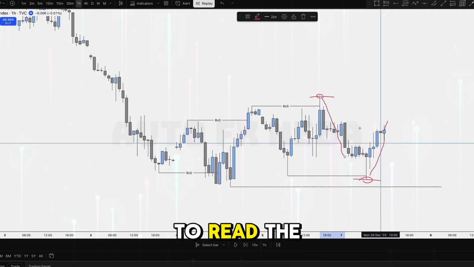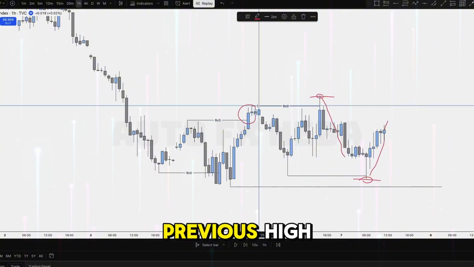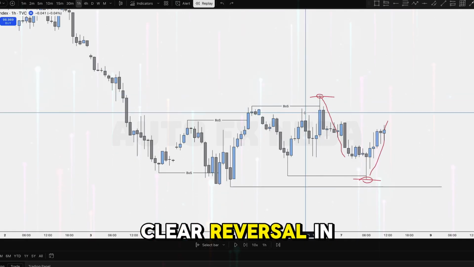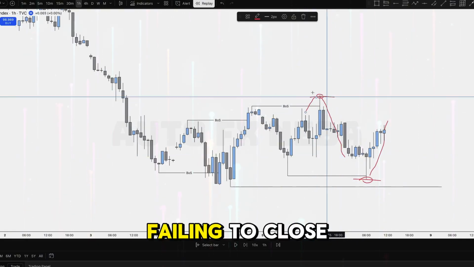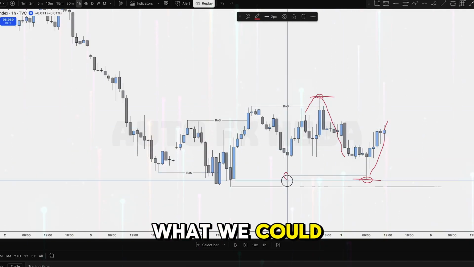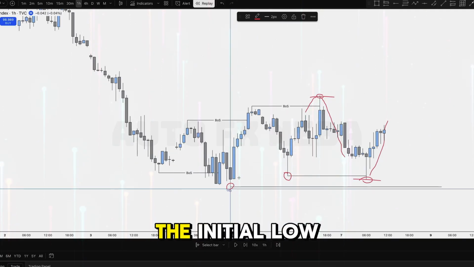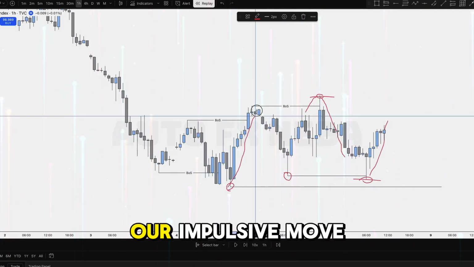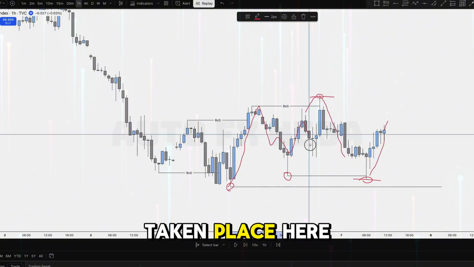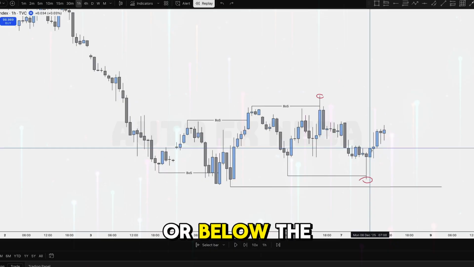Remember, we're always trying to read the battle between buyers and sellers. Closures show clear control from buyers breaking through a previous high. Wicks show a clear reversal in control from buying to selling, failing to close above a high, which means we can come all the way back down through what we could see as basically a false low. That's why we should just stay focused on the initial low that we had printed. So this is our impulsive move, and everything that's taken place here is still just corrective because we haven't made a closure above the high or below the low, okay?